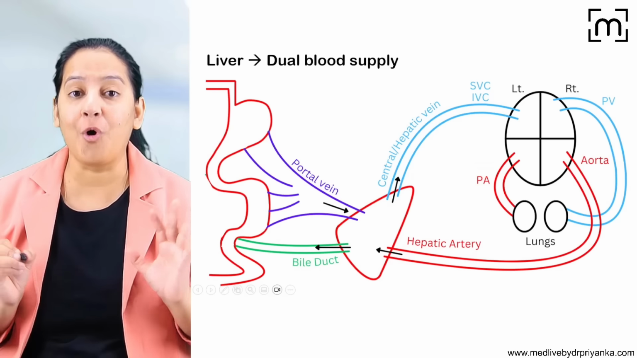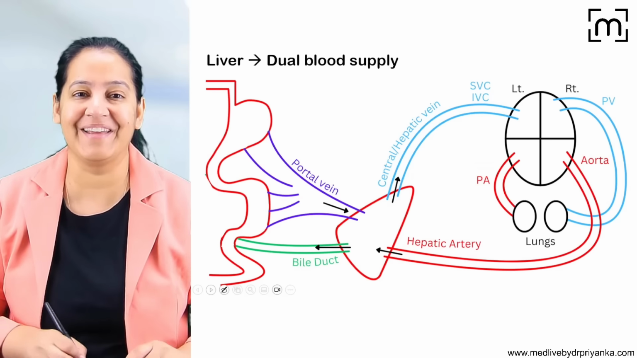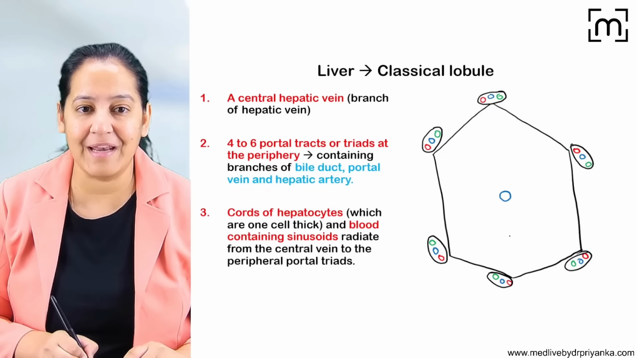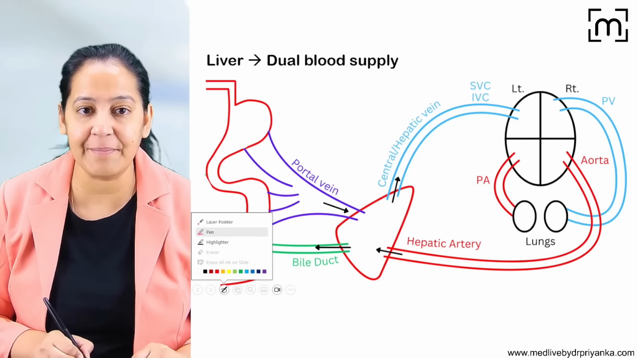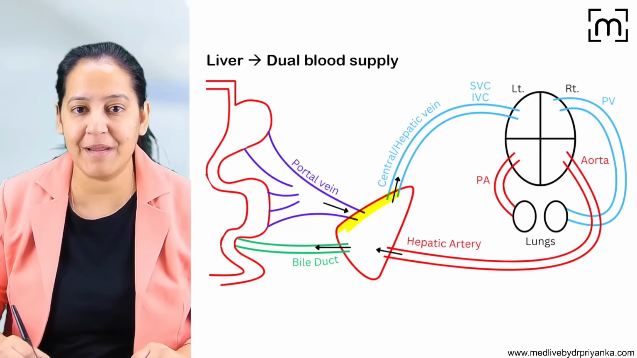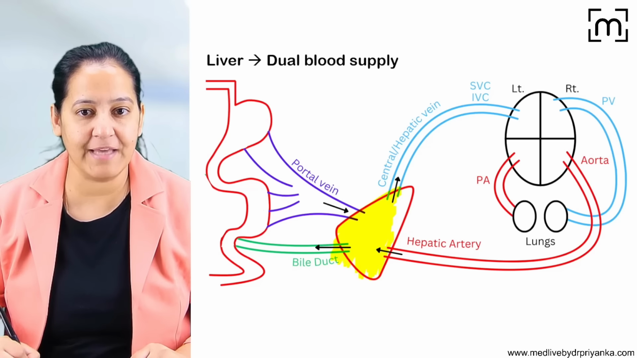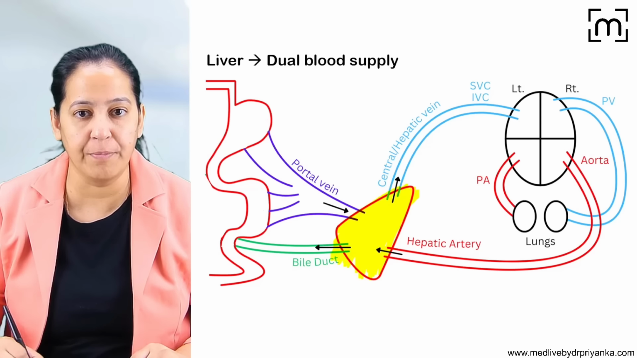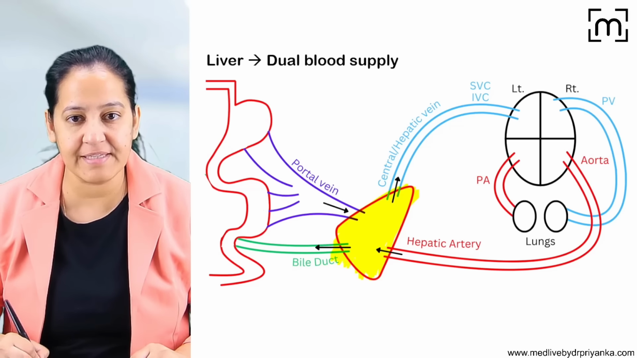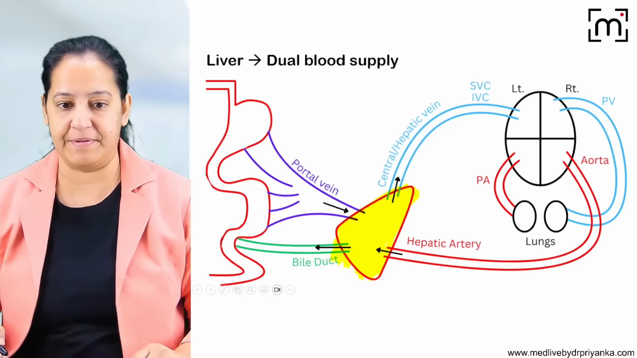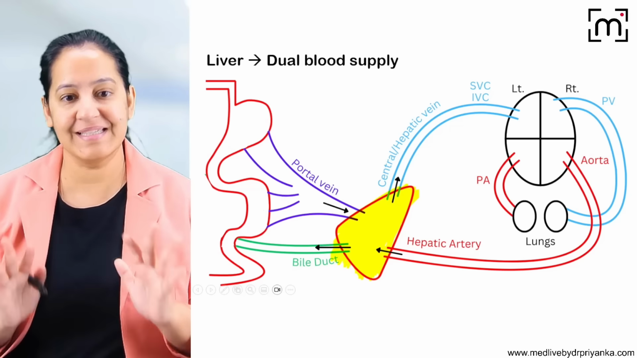Now let me explain to you the normal dual blood supply of the liver. Now in this diagram, can you see the liver? Let me highlight the liver. Now let me explain what we mean by the dual blood supply of the liver. Please understand it well. If you can understand the dual blood supply, then only you can understand the classical lobule model, and then only you can understand the microscopy of acute and chronic hepatitis. So please, it's important. So this is the liver.